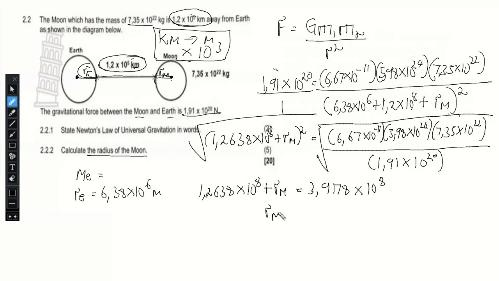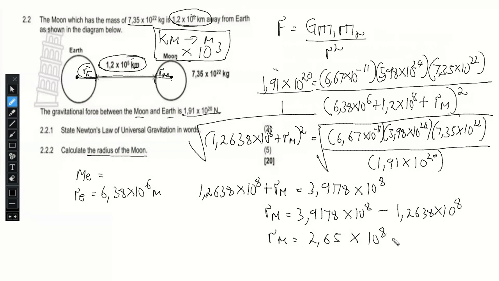Now to get the radius of the moon, we understand it's 3.9178 times 10 to the exponent of 8 minus the 1.2638 times 10 to the exponent of 8. And then the radius of the moon will now give us 2.65, rounded off to 2 decimal places, times 10 to the exponent of 8 meters, right? So, okay, that's how you were supposed to calculate all that. And then that was for 5 marks.